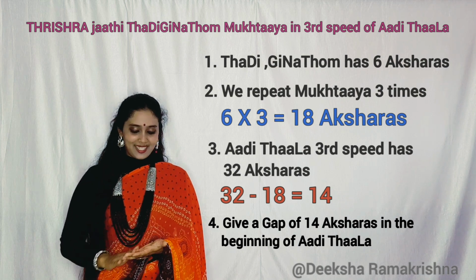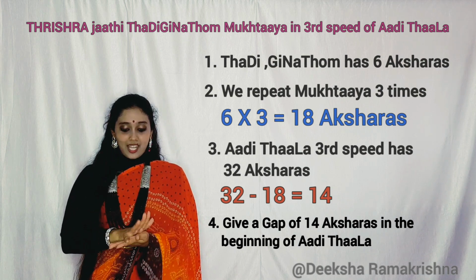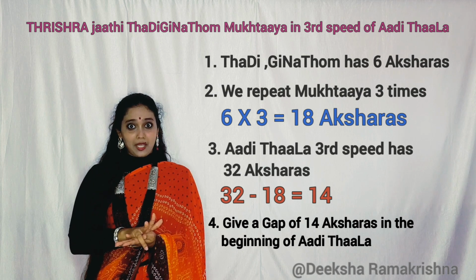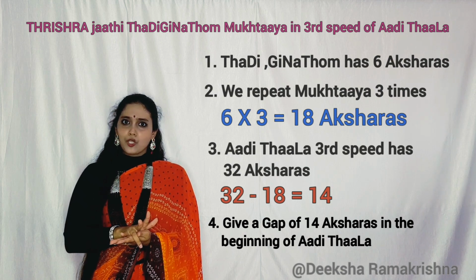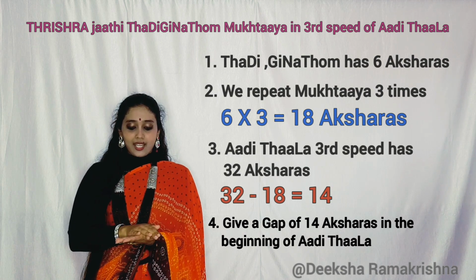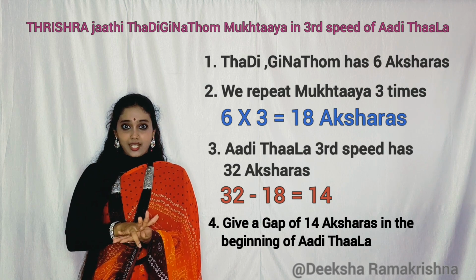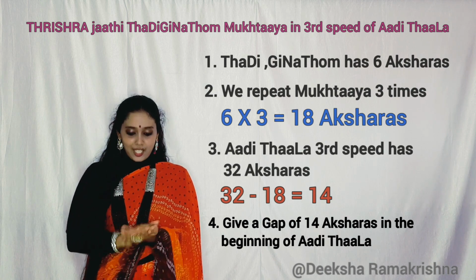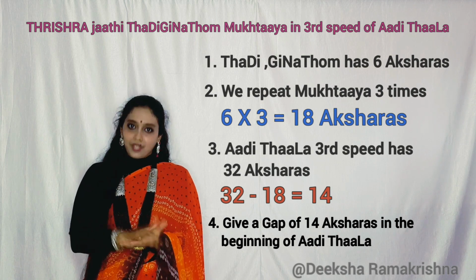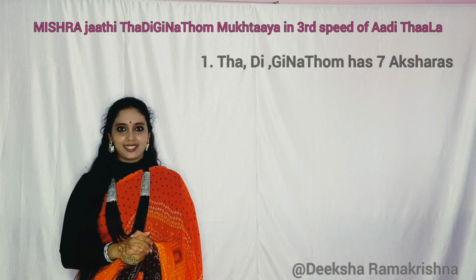So let's begin. Takadhimi, takajonu, takadhimi. Already 12 aksharas are done. So we have 2 aksharas pending, right? So we can use taka as a Sholkattu here. So takadhimi, takajonu, takadhimi, taka, Thadiginathom, Thadiginathom, Thadiginathom, tam.